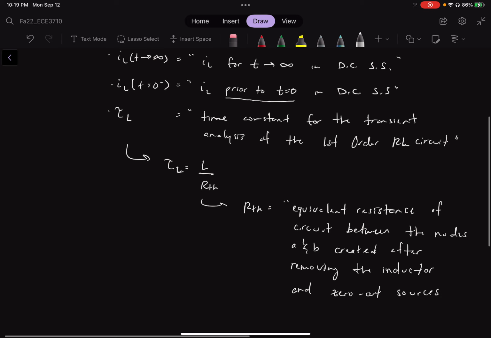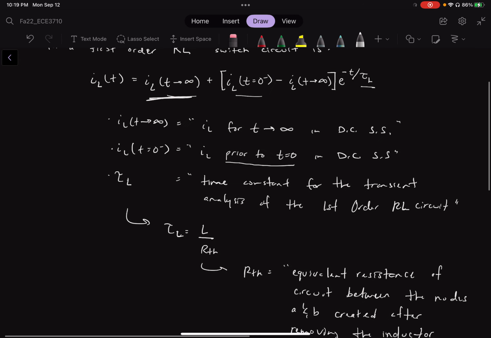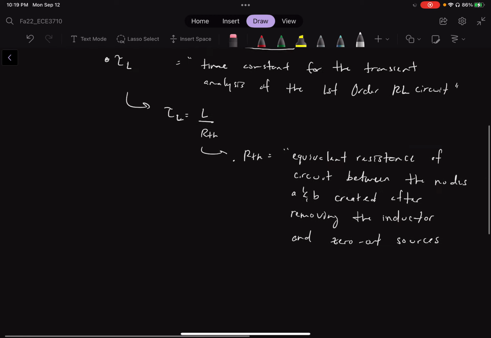So what do you need to obtain this equation? IL of t approaching infinity, IL of t equal to 0 minus, and the time constant of the inductor circuit, which is L over R Thevenin. So you need to know R Thevenin. Okay, so let's do an example. This random example that we're going to be using is example 3-9-4.